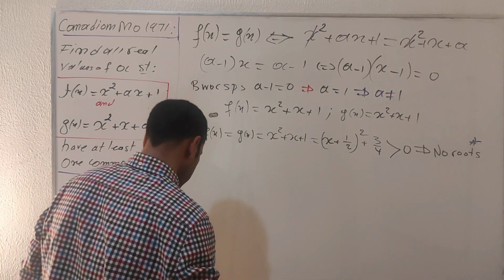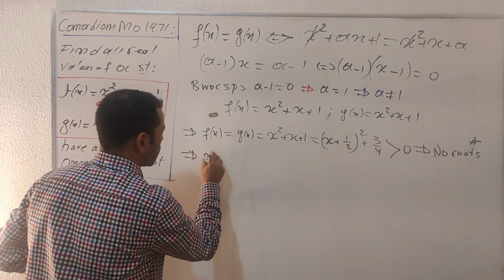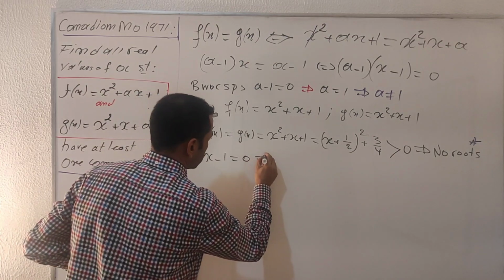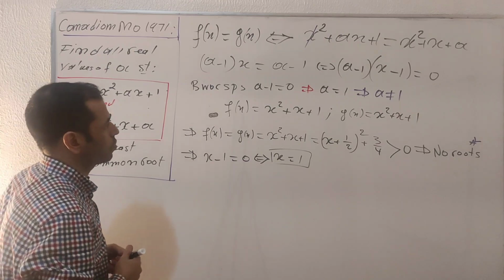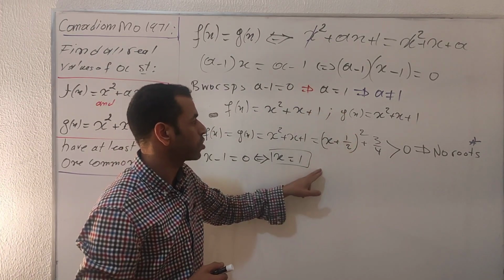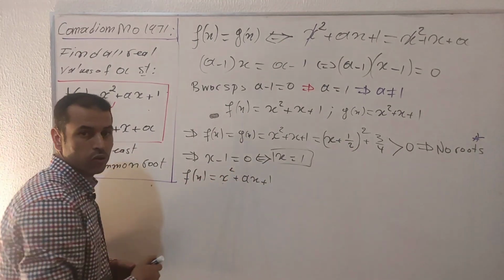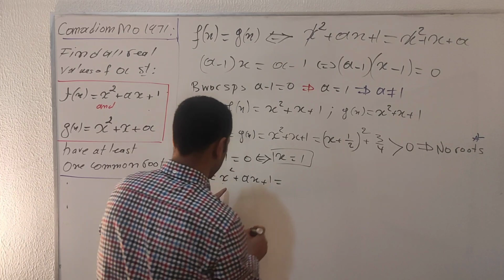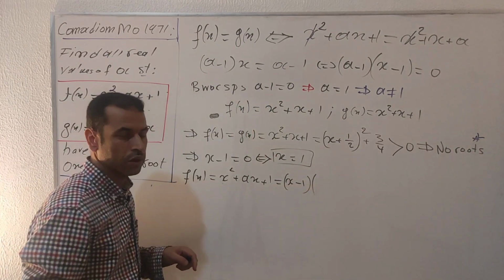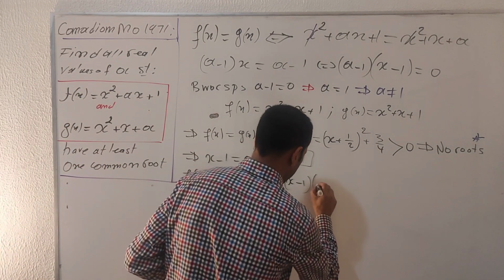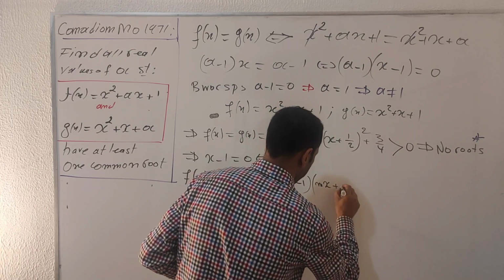Which means x minus 1 equals 0, in other words x equals 1. x equals 1 is a common root of both functions. Since both functions have one common root, which is x equals 1, the first function is going to be written in the form of x minus 1 factor something. I'm going to put this as mx plus n.